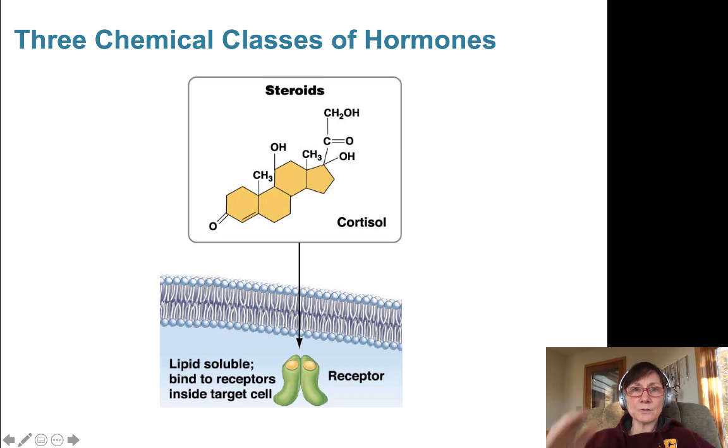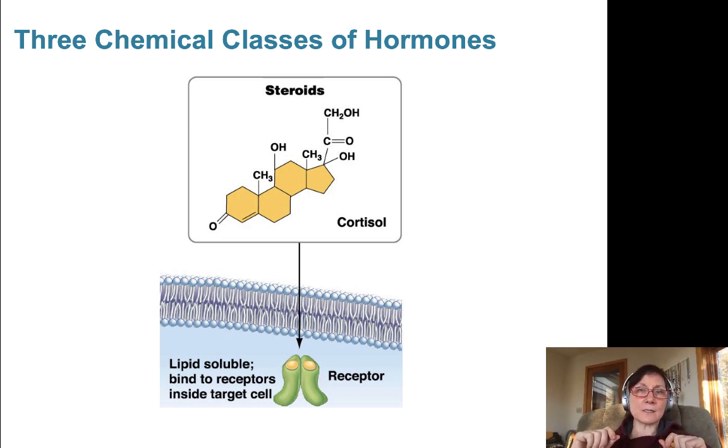Okay, so there are 3 chemical classes of hormones. So there's steroids, which most people are very familiar with. As we talk about these 3 different classes, there are 2 aspects of them that we're asking you to try to remember specifically. One is whether they're soluble in lipids or not. So lipid soluble, not lipid soluble, and where the receptors are. Are the receptors on the membrane of a cell or are they within the cell?